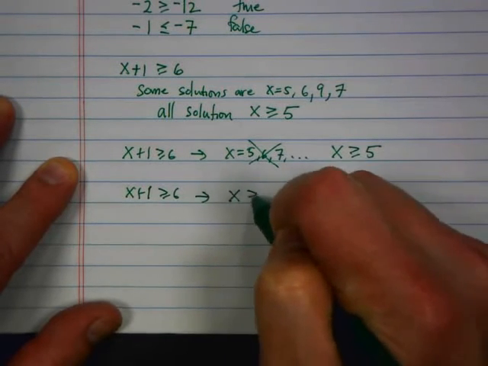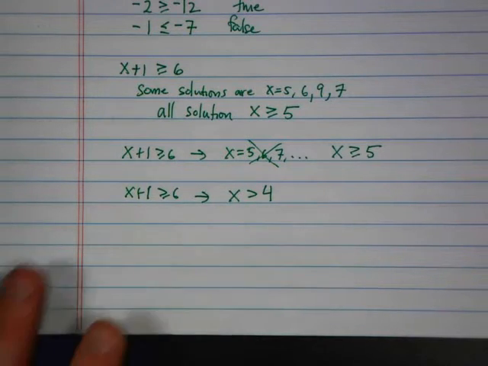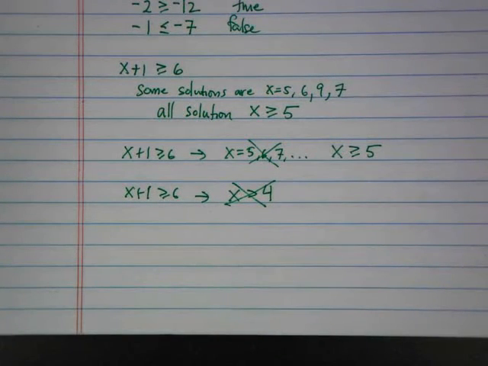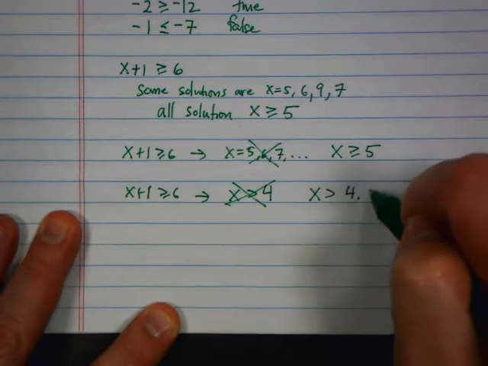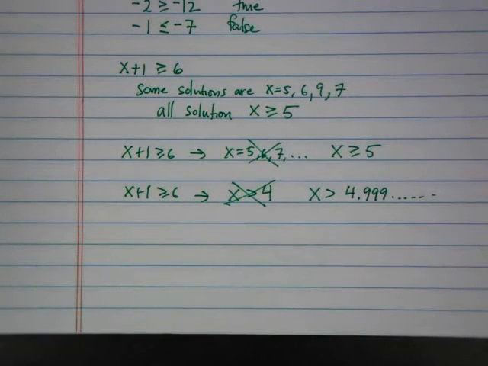What if you write your answer as x is greater than 4? Is that correct? No, so it could be like 4.1, 4.2. You've got to remember there are lots of fractions and decimals in between 4 and 5. So no, that's not a correct answer either. Look at x is greater than 4.999 repeated. Still wrong. It's not 5.